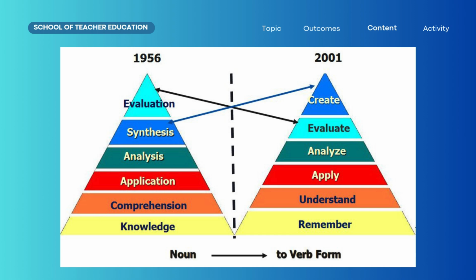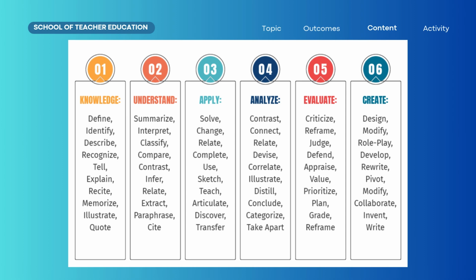This is the reason why there was a revision of the original Bloom's taxonomy: in the 1956 cognitive domain taxonomy, the levels are in noun form. Hence, it is vague, and the learner will not know what to do. That's why in the revised Bloom's taxonomy, it is in verb form, which starts from remember, understand, apply, analyze, evaluate, and create. And these are the words that we can use.